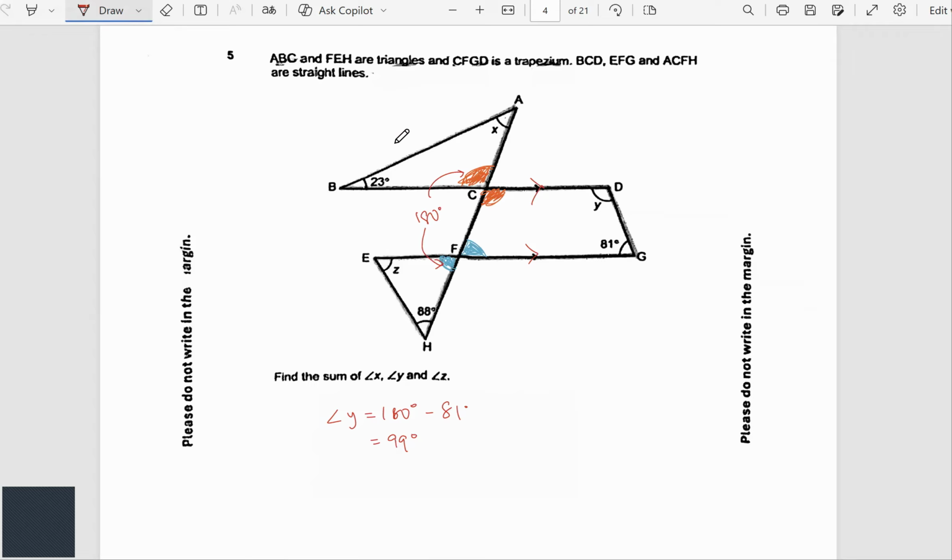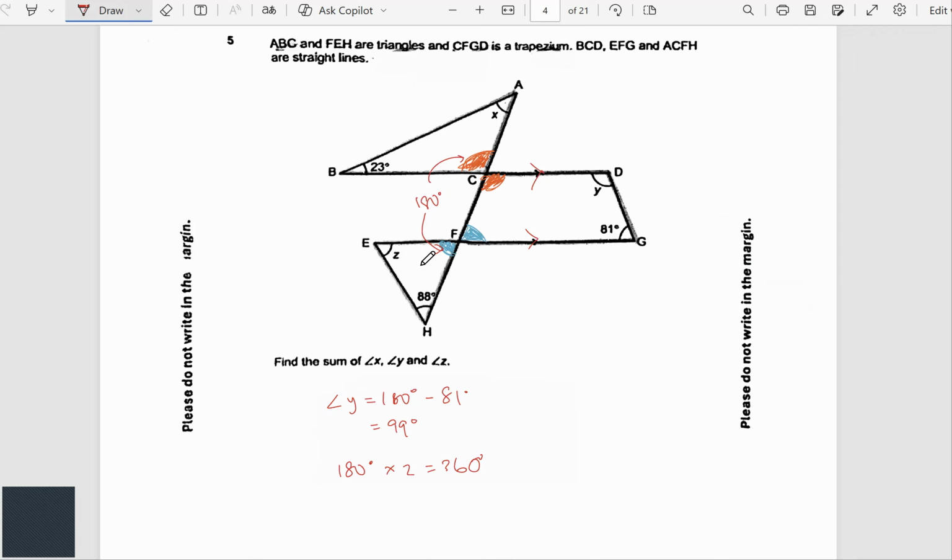Then I have two triangles. Two triangles, each triangle is 180 degrees. So 180 plus 180 equals 360. Okay, 180 times 2 is 360, right? These two triangles will be 360.